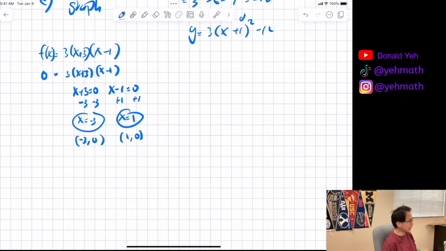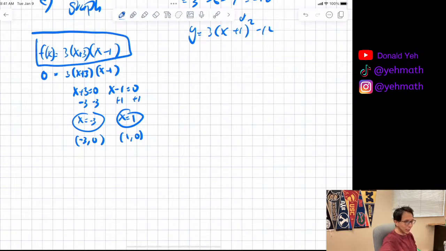So that it's going to be negative 3, 0 and 1, 0. Let me ask you a question. If I have this form, is it possible for me to find the vertex or not? And that's going to be today's homework. This is going to be a really popular SAT question, to let you know: can you find a vertex from this form?